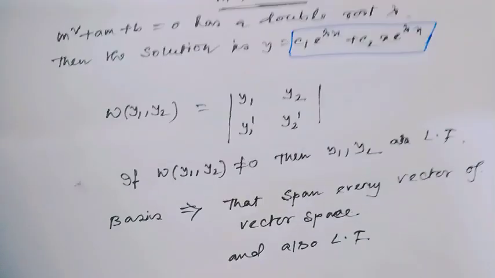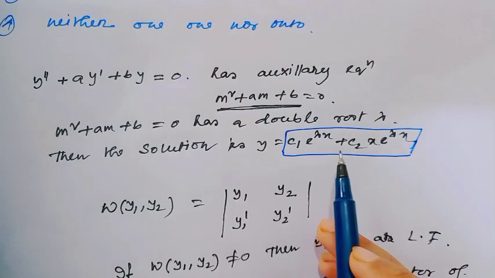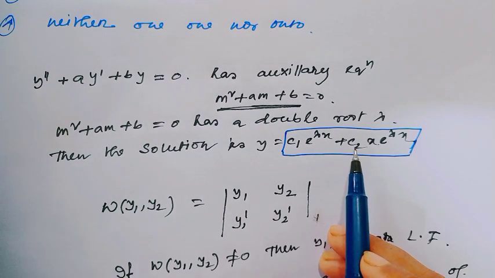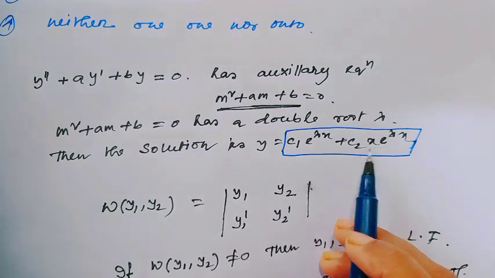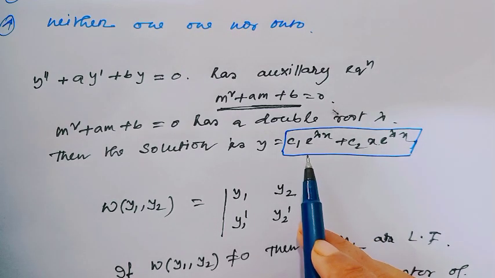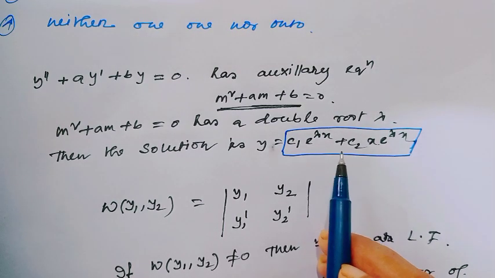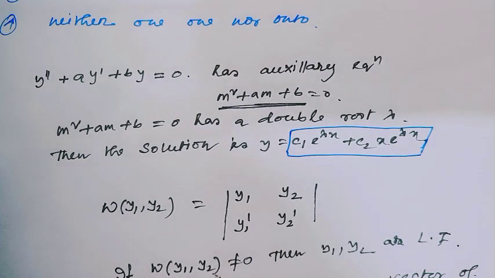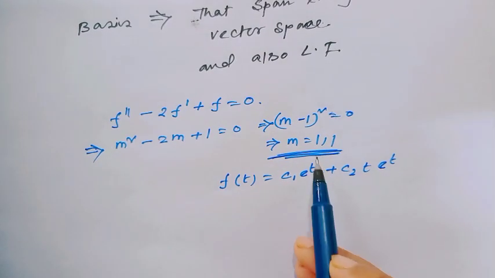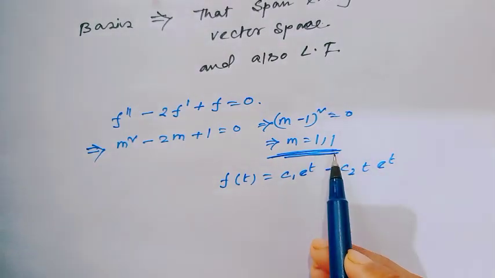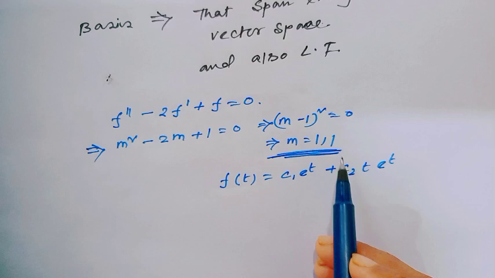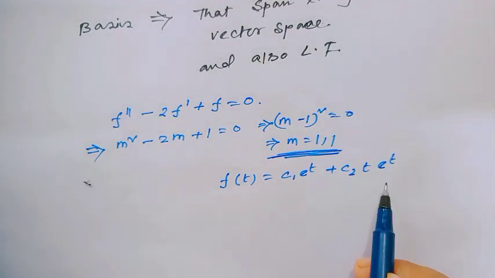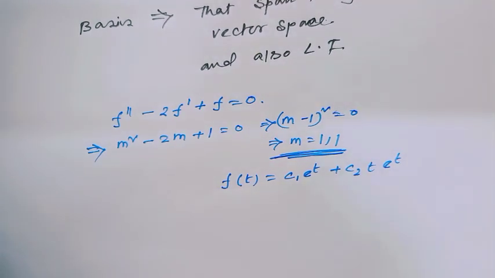From this equation we can tell that the auxiliary equation has a double root, and the roots are the same. Then the solution would be of the form c1 e to the power lambda x plus c2 x e to the power lambda x. Since here the roots are 1, 1, that means f(t) equals c1 e to the power t plus c2 t e to the power t. Are you getting?